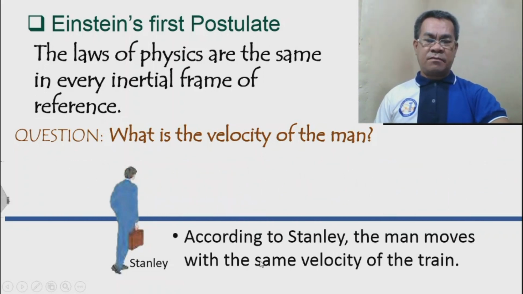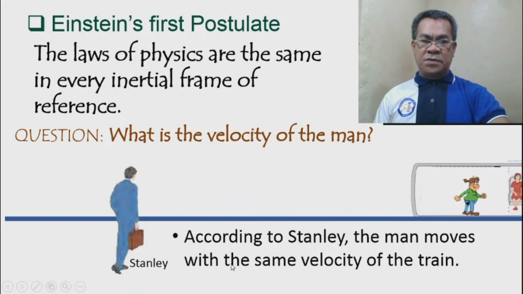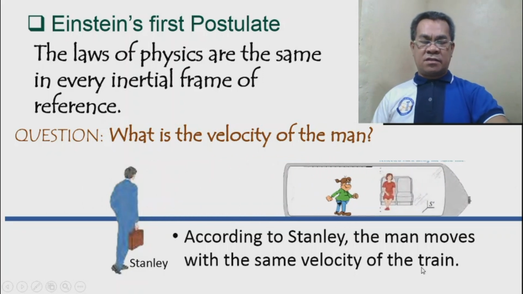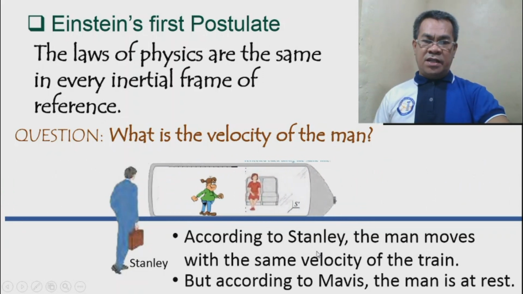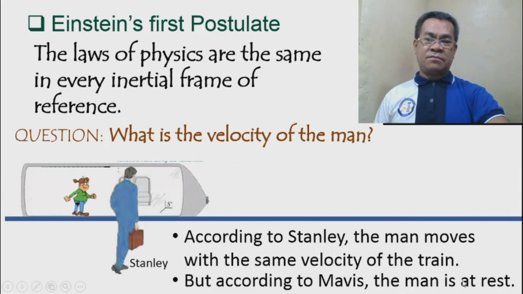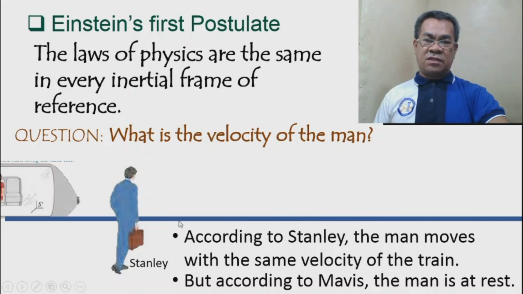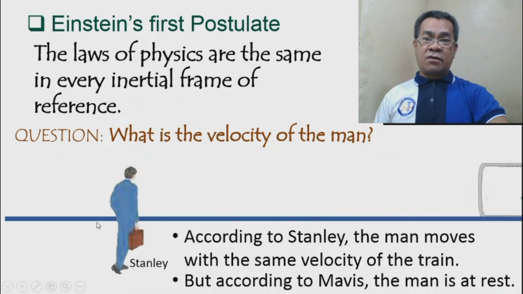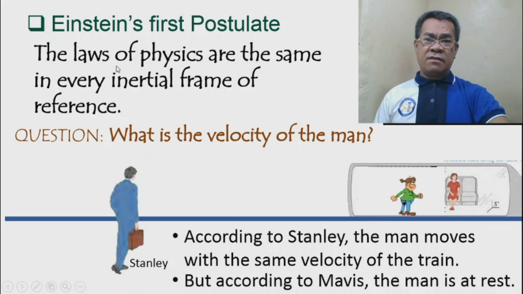According to Stanley, the man moves with the same velocity as the moving vehicle or train. But according to Mavis, the man is not moving. He is at rest. So, the same question but different answers. Both of them are correct. Why? Because they use the laws of physics.